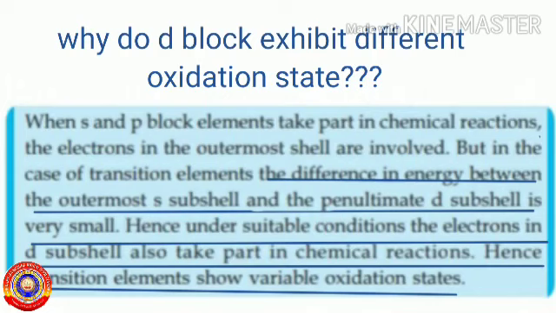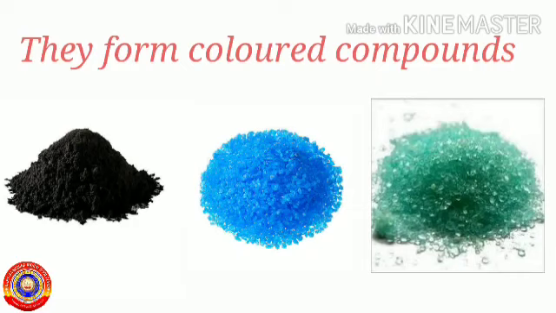This is a very important question. Once again, I will repeat for you. Why do d block elements show variable oxidation state? The energy difference between outermost s subshell and penultimate d subshell is very small. Under suitable condition, d electrons also take part in the chemical reaction. The next characteristic property is they form colored compounds.